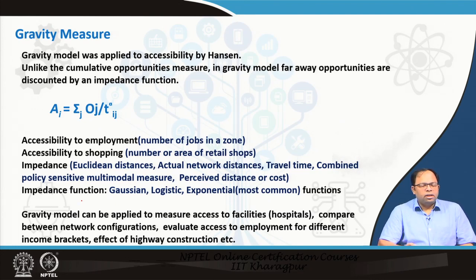And we have already discussed the gravity model. Now, the gravity model was first applied to accessibility by Hansen, and unlike the cumulative opportunity measure, in the gravity model faraway opportunities are discounted by an impedance function.